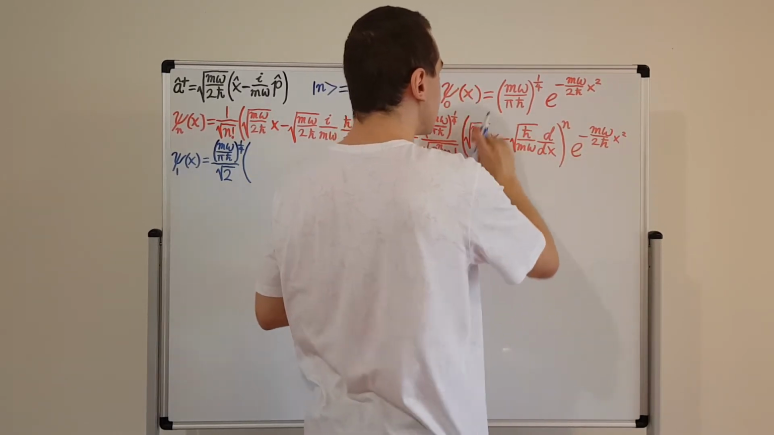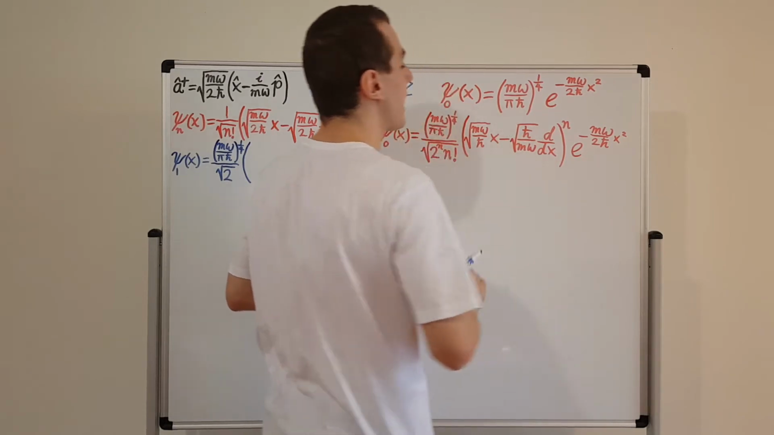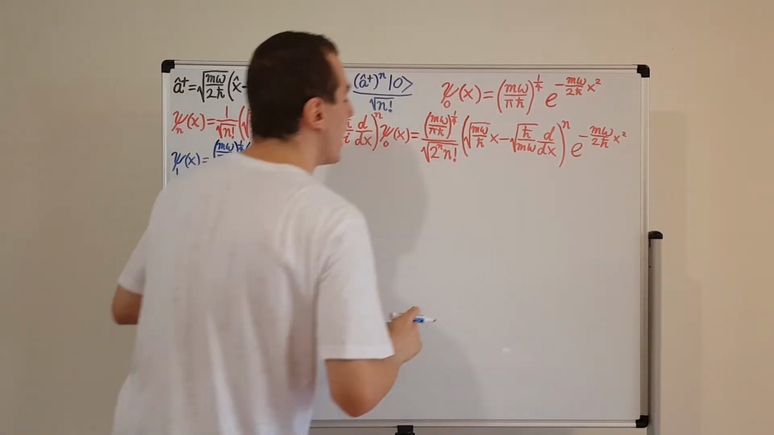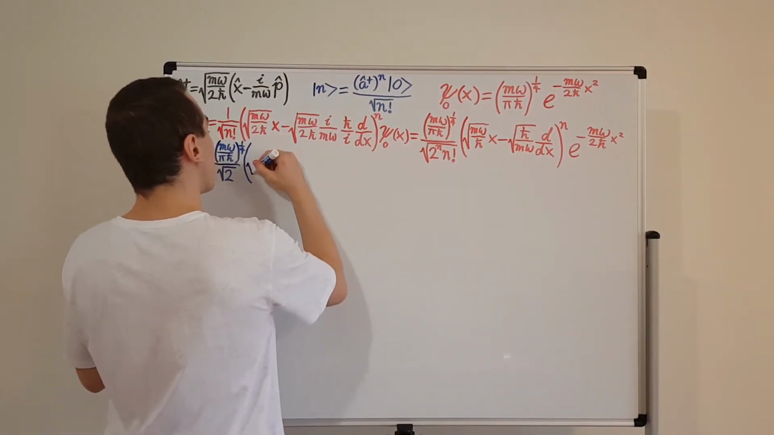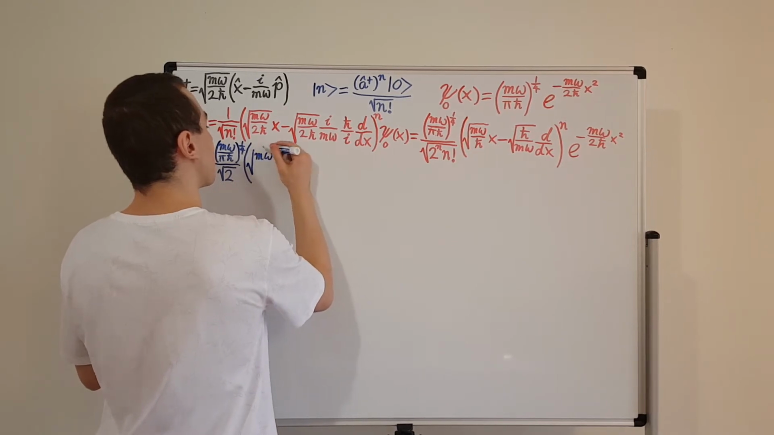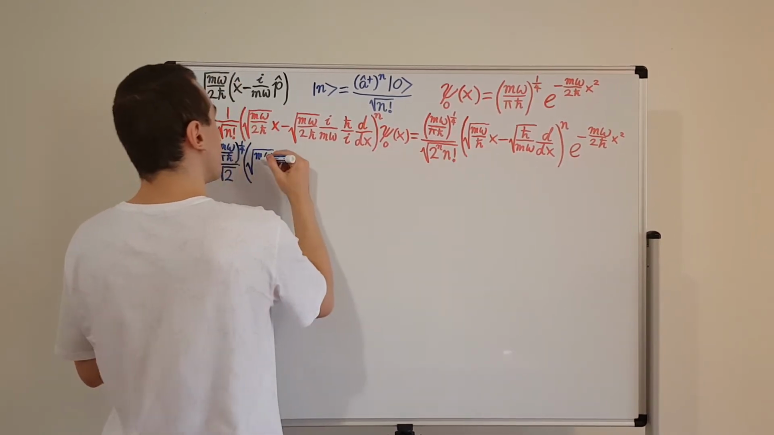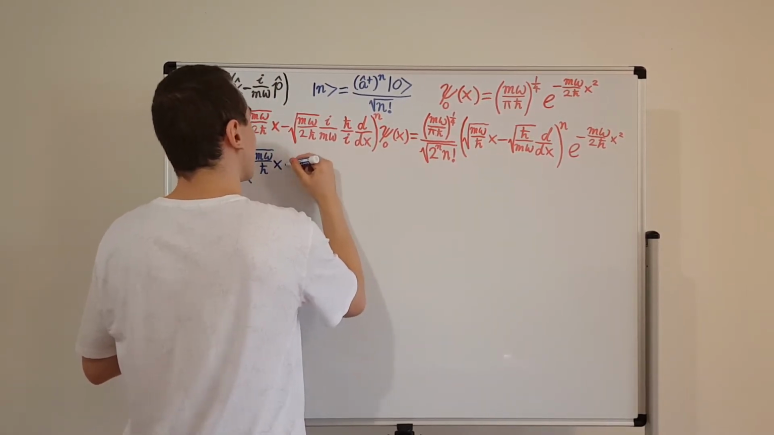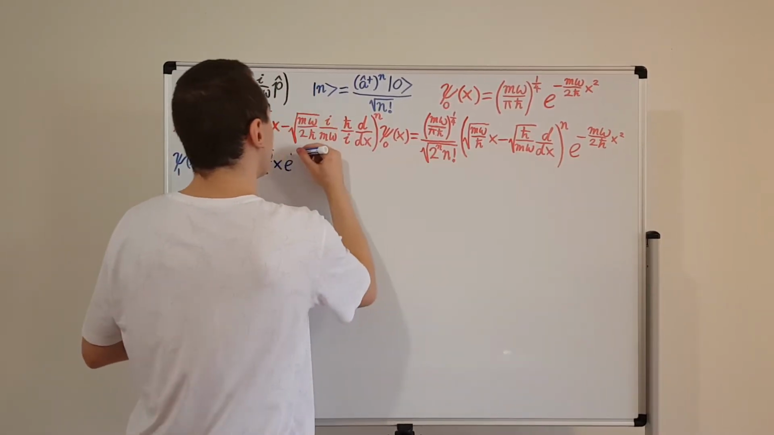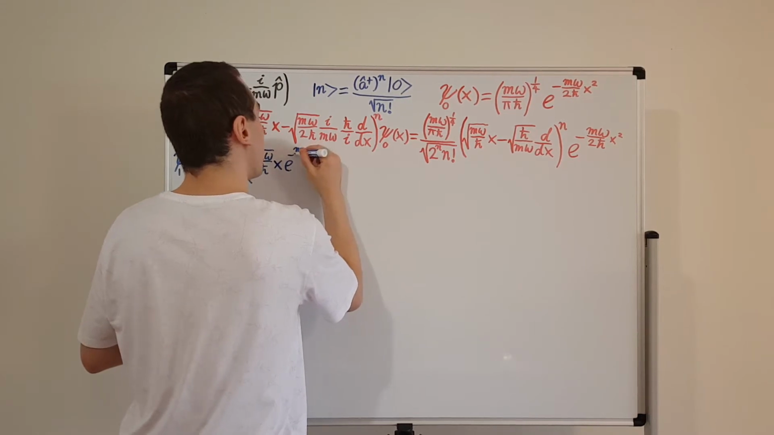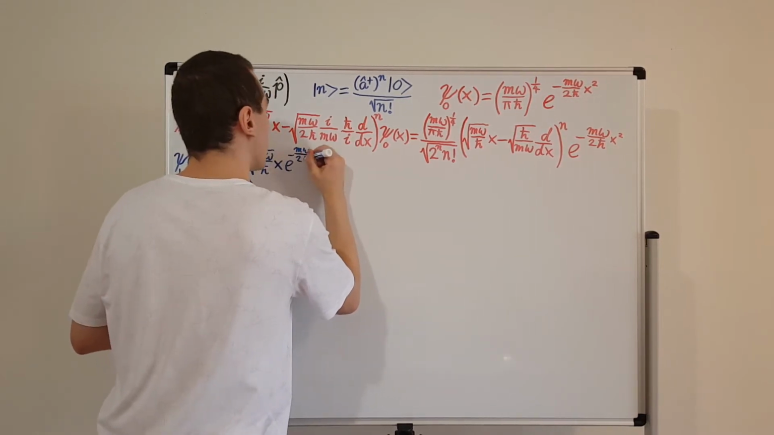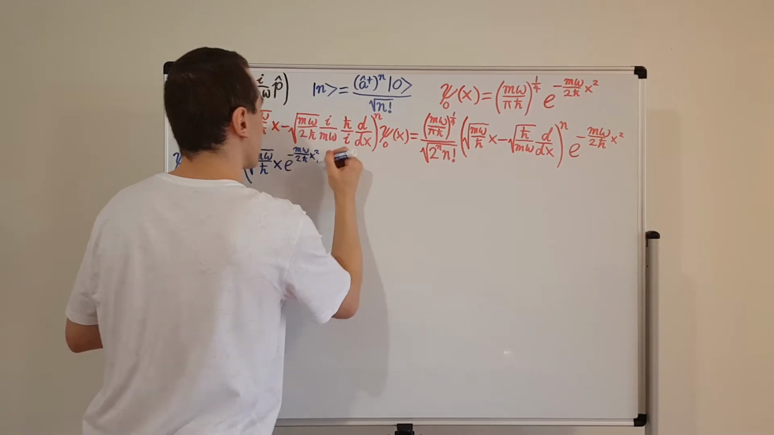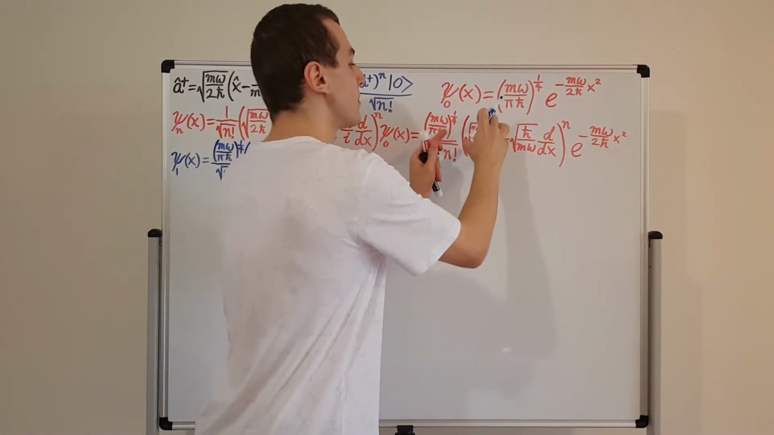So first, what is this going to look like? We're just multiplying by x. In the position representation, applying the position operator is the same as multiplying by x. So I'm still going to have this coefficient, square root of m omega over h bar. Then I'm going to multiply by x. And that's going to give me x times e to the minus m omega over 2h bar x squared. So that's what I get from this position operator term.